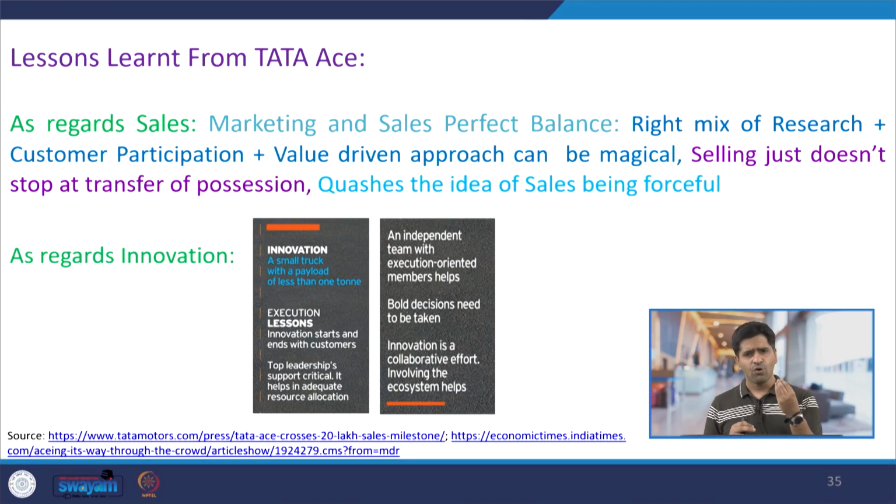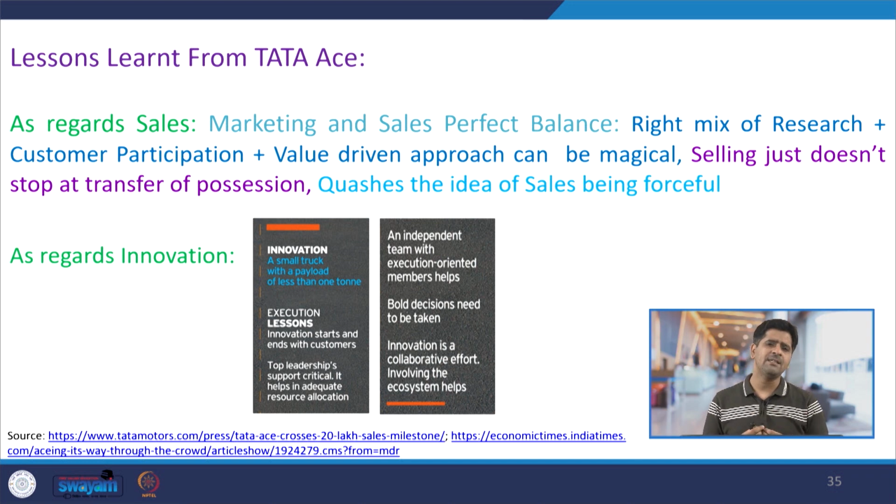As far as the innovation is concerned, there are again some lessons which are clearly mentioned in the slides, like, there has to be a support from top management, you should be willing to take risk, or maybe if the need be, you should be willing to take the bold decisions. So I would request you to read about all these lessons also.